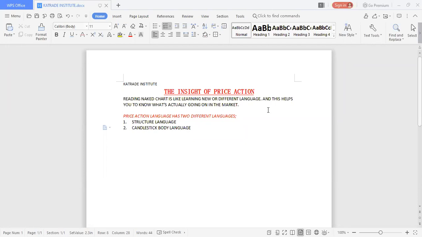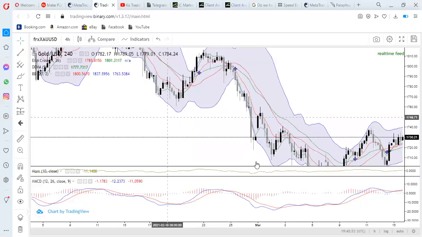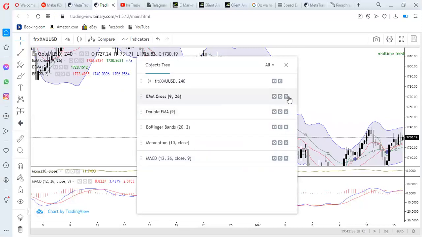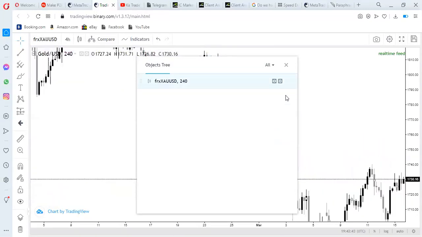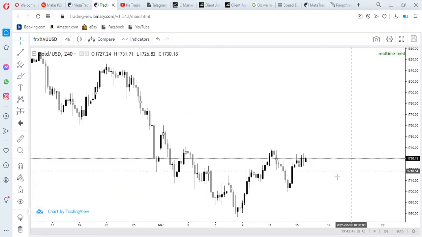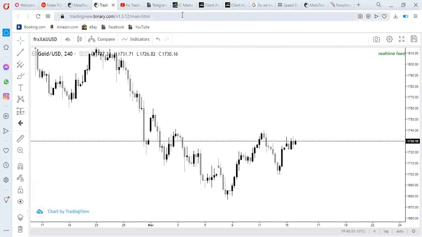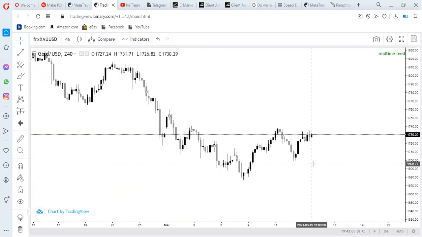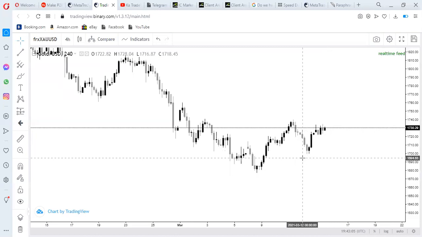If we're reading the raw charts, it helps you to know what is actually going on in the market. Let me delete everything here and see how you are going to see. Because before you start reading the candlesticks and so on, you learn something about engulfing, and then dojis, and so on. So if you add a lot of indicators into your chart, how are you going to identify them?